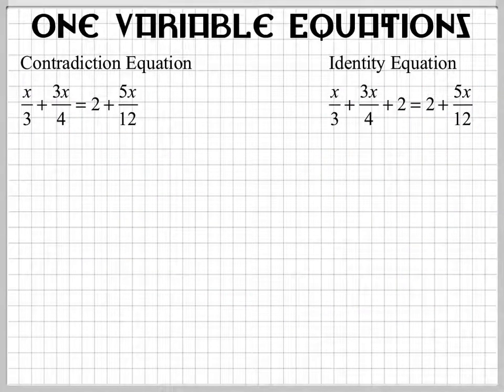Now, I made this mistake first period, so you guys got to fix it. This is a negative x over 3, and this is a negative x over 3. I'm going to show you guys a contradiction equation and an identity equation. They're pretty similar in what happens. In fact, these two equations are pretty similar. Alright, let's do the first one.